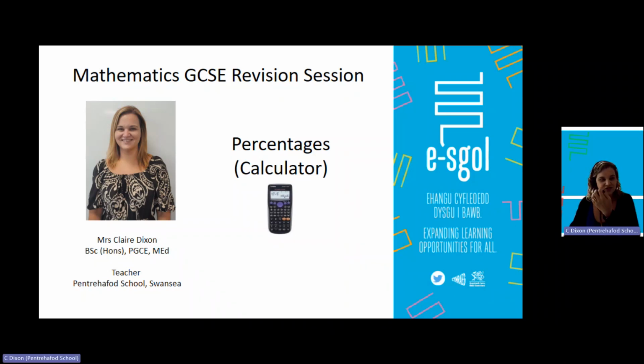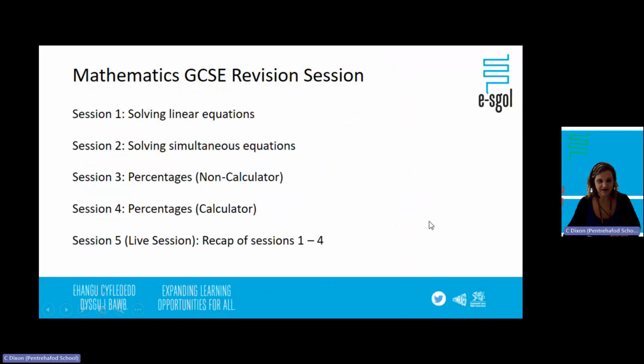Okay, so this is session 4 for this block, and this is going to be focused on percentages, and you will need a calculator for today. Last session I went through the non-calculator processes, so today is calculator work. Everything we do today you will be allowed to use a calculator for. The sessions we've been through already this half term are solving non-linear equations, solving simultaneous equations, and then last week I did percentages, and obviously this week.